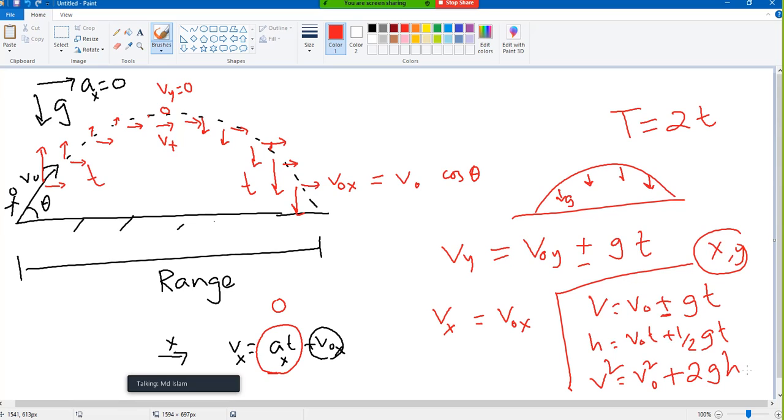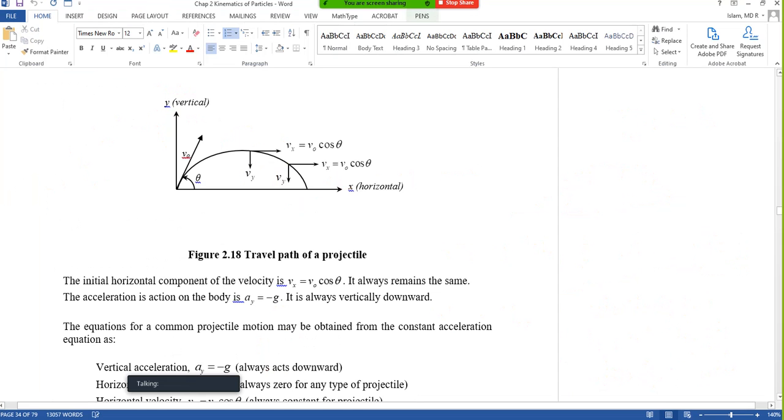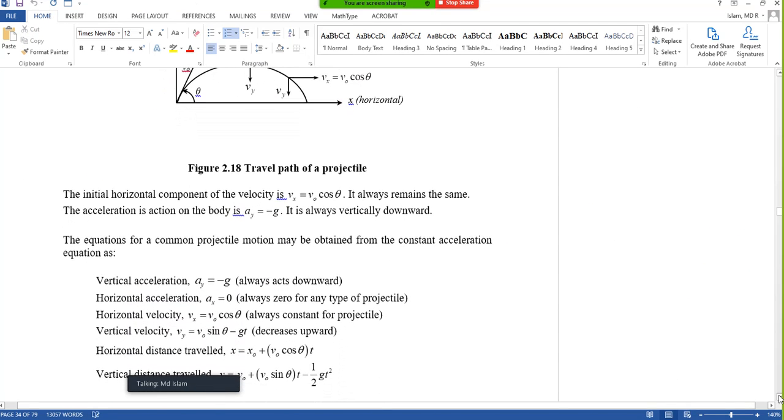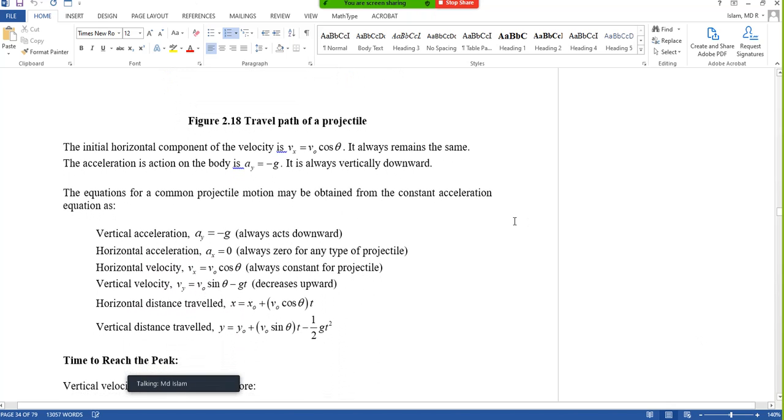These three equations are valid in projectile motion, in the x direction and in the y direction. Okay, now I will go through the handout. Before the handout, I listed all the equations. Whatever I told, I just listed here.